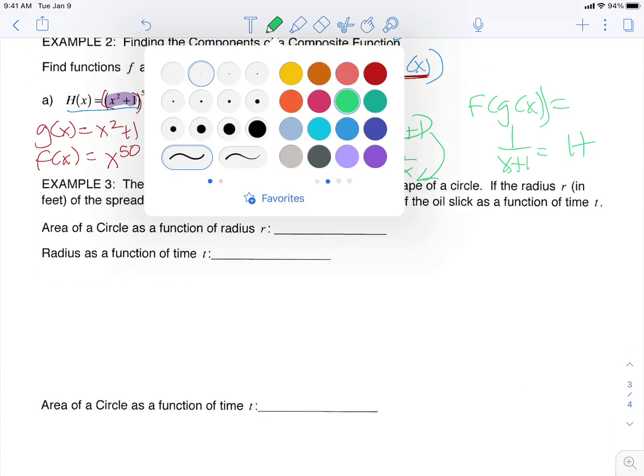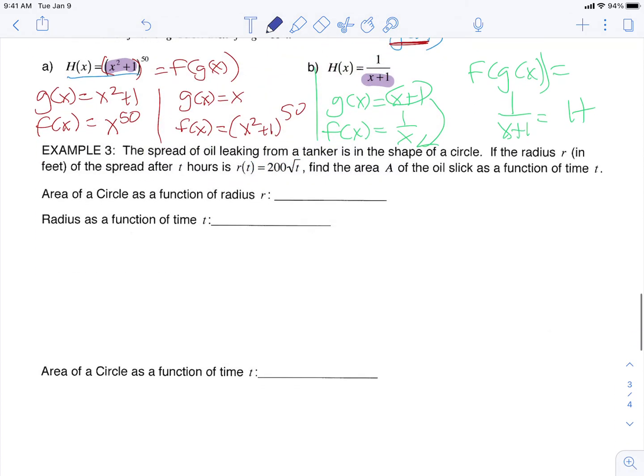Okay, just in time. The bell rang. I got 2 minutes left. The spread of oil leaking from a tanker is in the shape of a circle. If the radius r in feet of the spread after t hours is r of t equals 200 root t, find the area A of the oil slick as a function of time t. So that means that when I find the area, and I know you all know the area of a circle, pi r squared, they want this r to be as a function of t. So basically have a t in it.